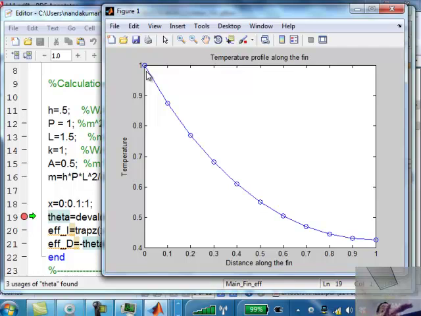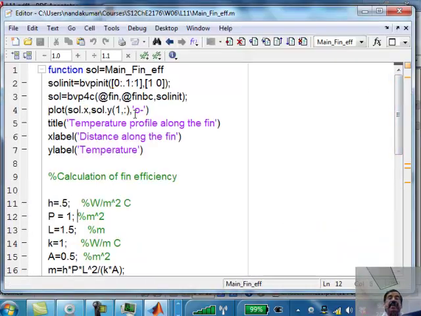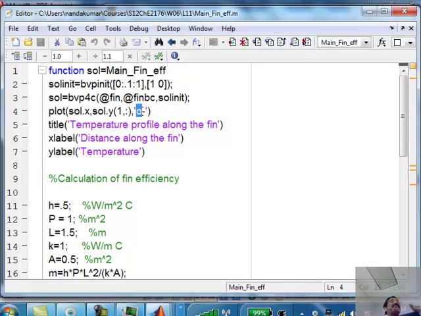The temperature decreases as the length of the fin increases, and you have solutions only at these 10 points. These are the data points where I actually have the temperature value. Otherwise, I'm just simply connecting them by the line. If you look at the plot command, I'm saying put the symbol at the places where you have the data and connect them by line. That's what the plot command says.